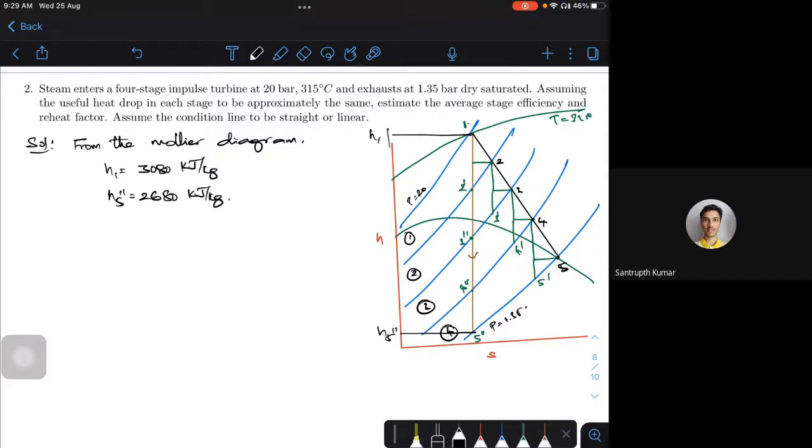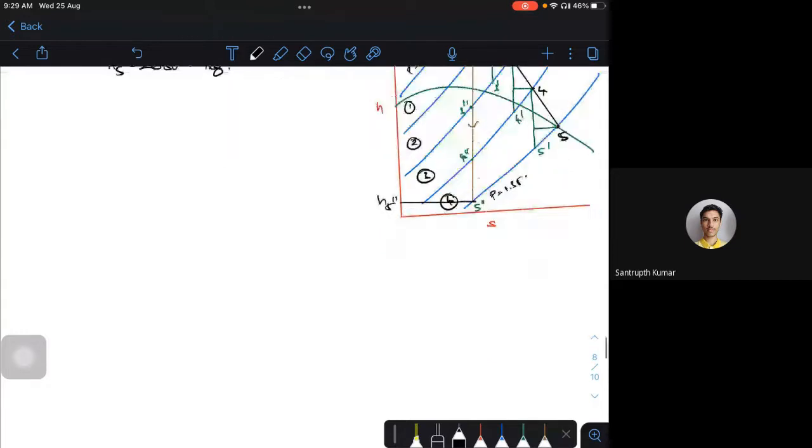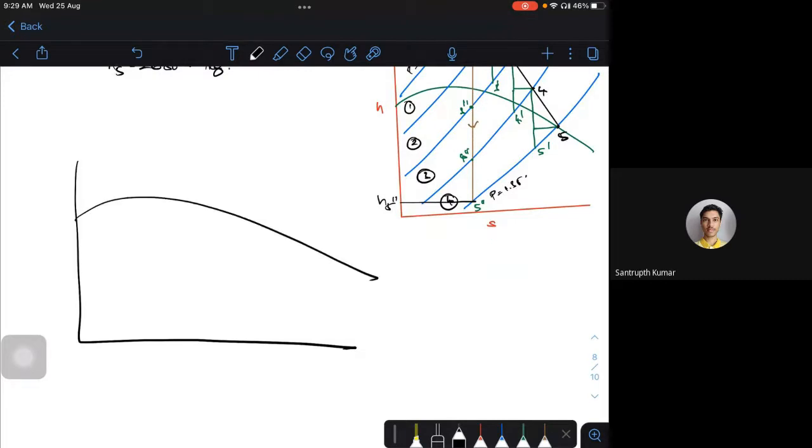H5 double dash you are going to get from your Mollier diagram is approximate. I may get 2680, others may get 2700. How did you get 3000, Praveen? So you know how to draw it. Check it actually. This is my HS diagram, and this is your steam tables. You move along this 20 bar line and you have your temperature line, your temperature 315 degrees. This is P equal to 20 bar. Wherever it intersects is the point. From there, you draw a horizontal line and you will get your H1.